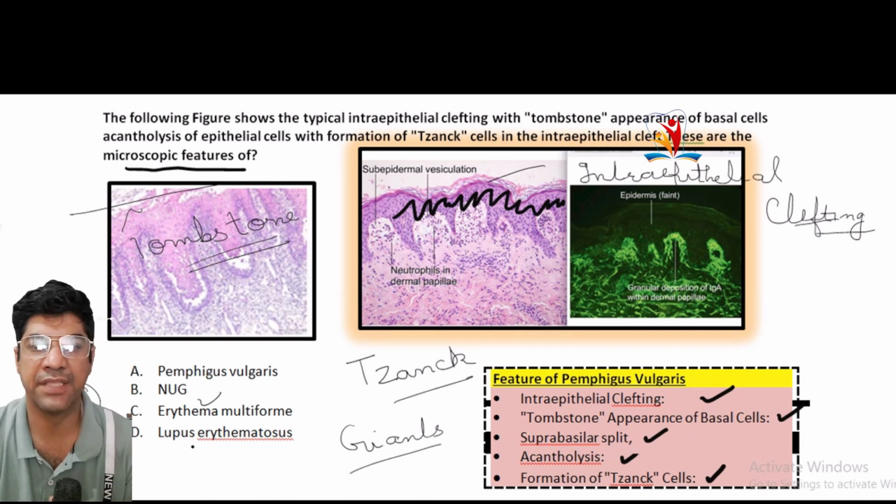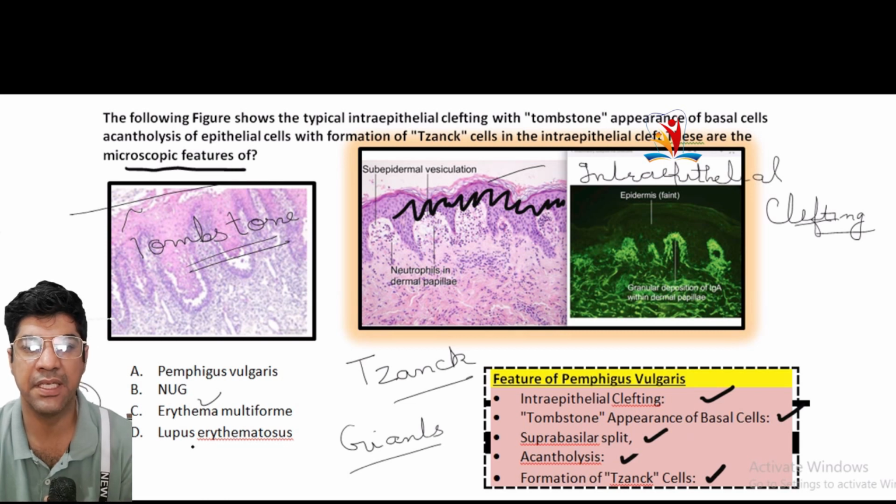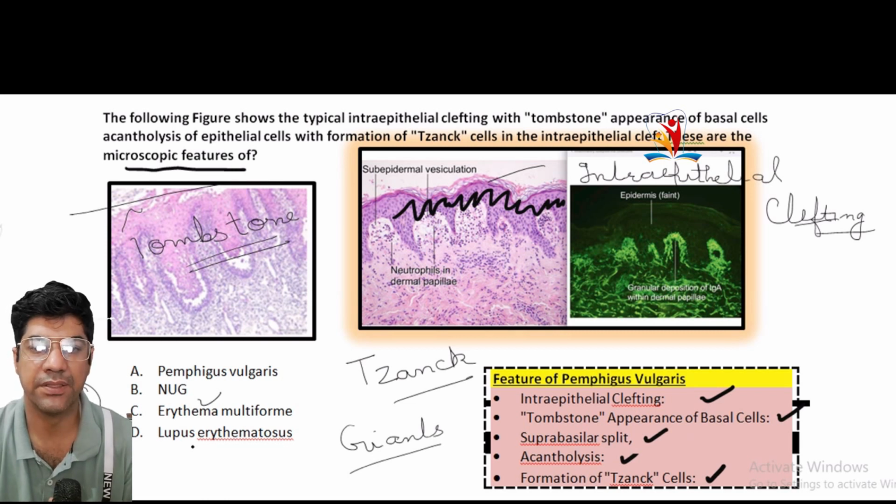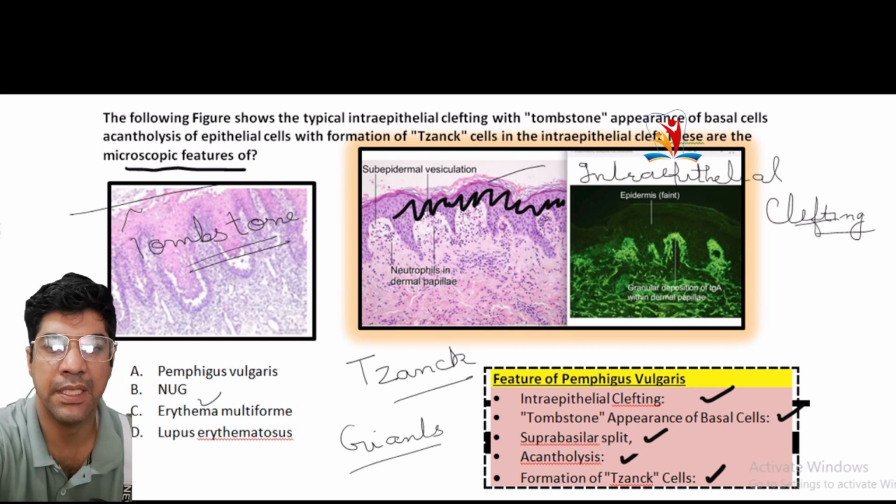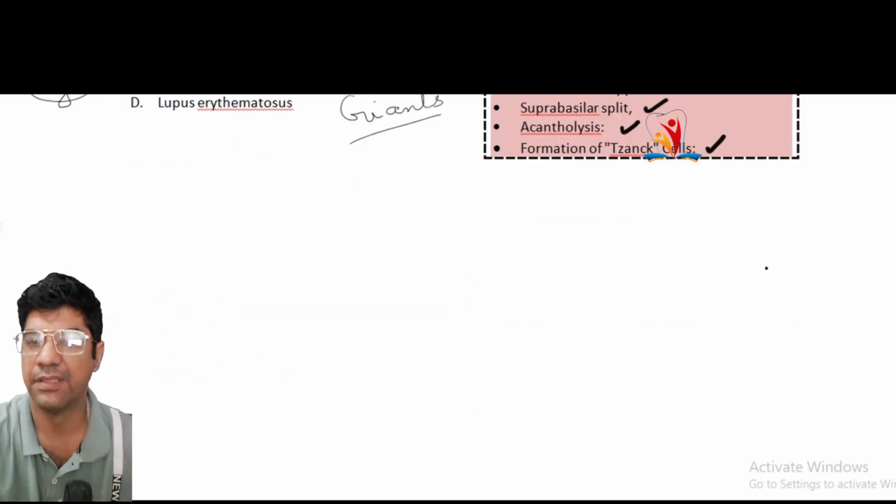Lupus erythematosus is an autoimmune disease that can affect the skin, leading to various skin disorders. So the answer here would be pemphigus vulgaris.